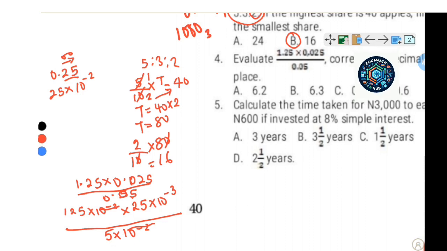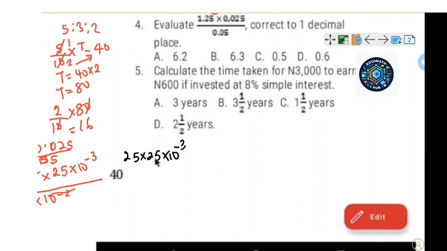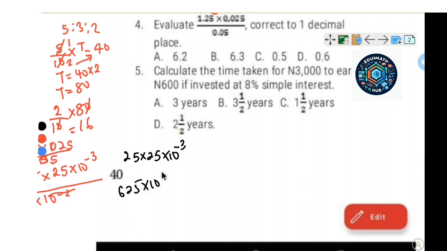So if you cut this 5 here, 5 in 20, 125 and 25. So we are left with 25 times 25 times 10 to the power minus 3, which is simply 625. Okay, so this is 625 times 10 to the power minus 3, which is the same thing as 0.625.